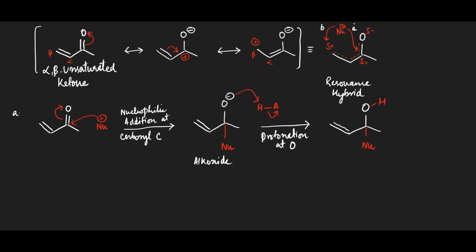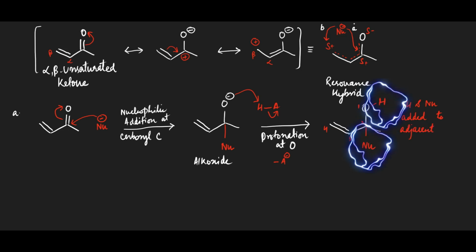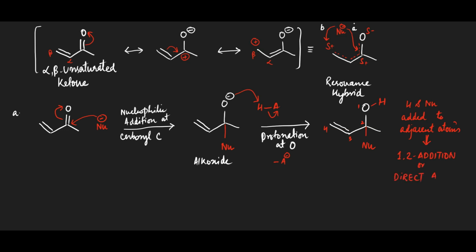In order to show the location of added atoms or groups, we can number the atoms like this, 1 to 4, but remember this numbering is not as per IUPAC rules. Notice that H and nucleophile have been added on the adjacent atoms, 1 and 2. Therefore, just like in the case of nucleophilic addition on simple aldehyde or ketone, we call this 1,2 addition or direct addition.